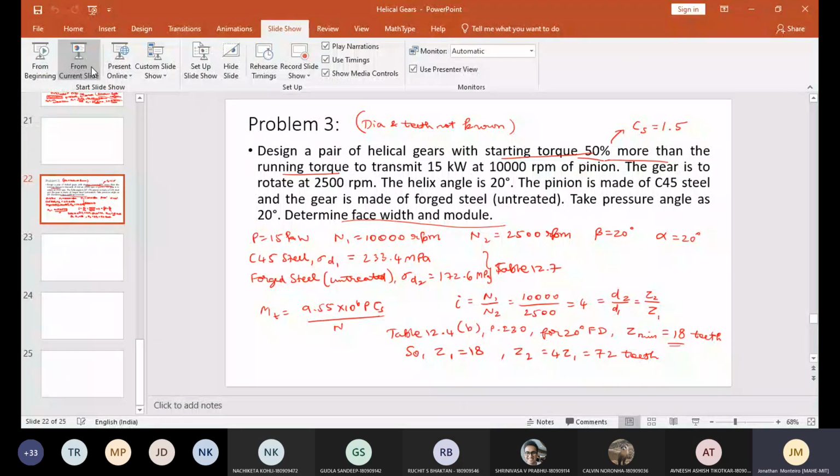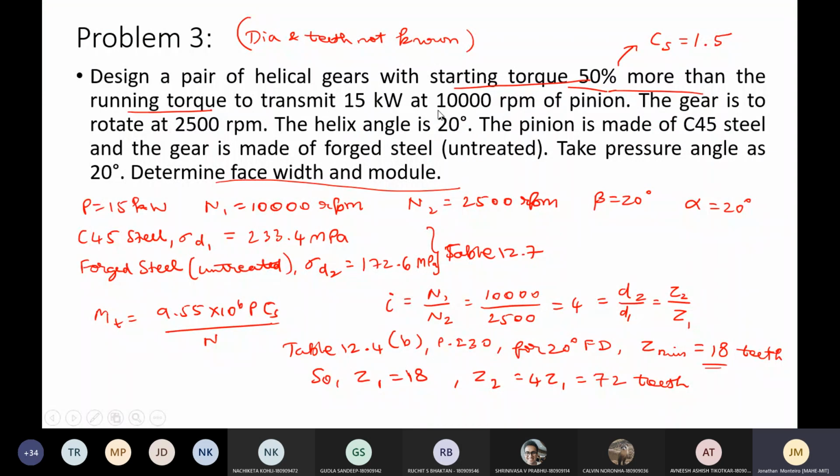So what was different in this particular problem? We were asked to design a pair of helical gears with starting torque 50% more than the running torque. So this actually equates to Cs as 1.5 times, something that should be added extra over the average torque. So the starting torque is 50% more, which definitely means that the service factor is 1.5. This is one very important conclusion and the major change in this problem.